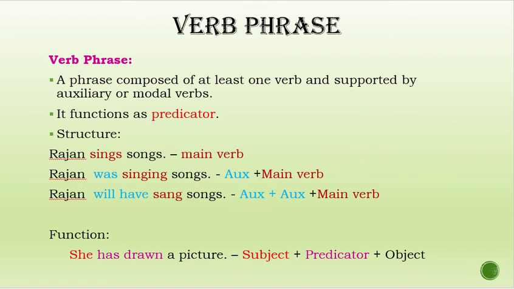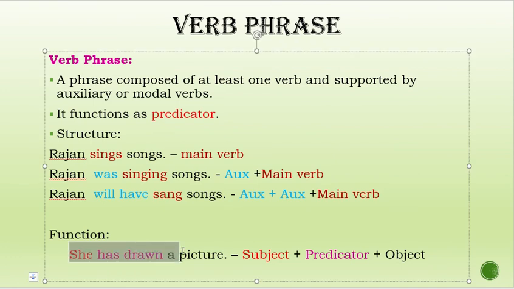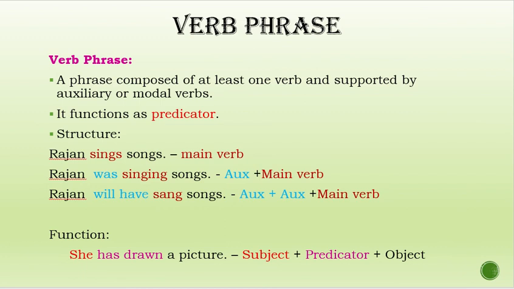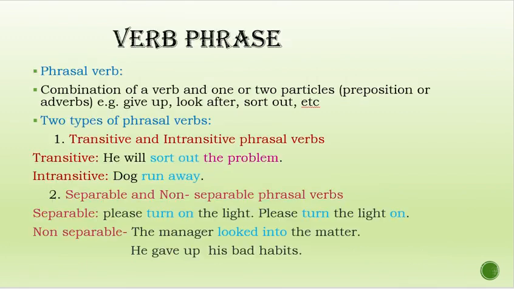Here, she is the subject, has drawn is the predicate, and a picture is the object. You have to keep in mind. Here it is, this is the example for you. Okay, so let's go ahead towards the next type of verb phrase, that is the phrasal verb.